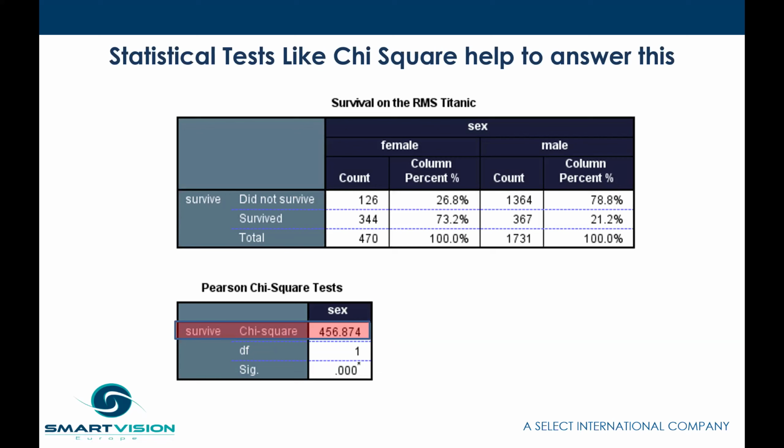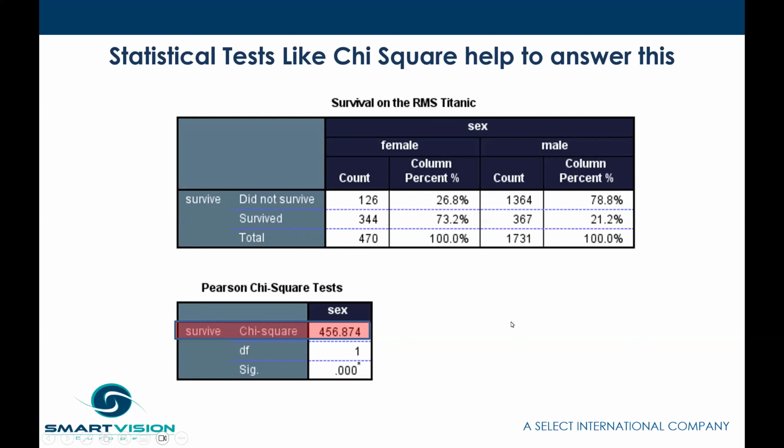And of course, it doesn't have to be survival here. We could be using it for any sort of target field. It could be people responding to a mailing, or people who are likely to recommend a service to a friend. But certainly here, the gender value produces a very large chi-square value.